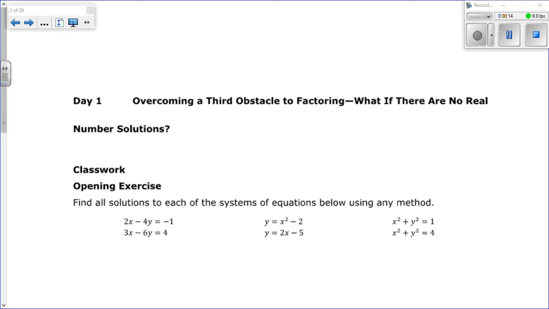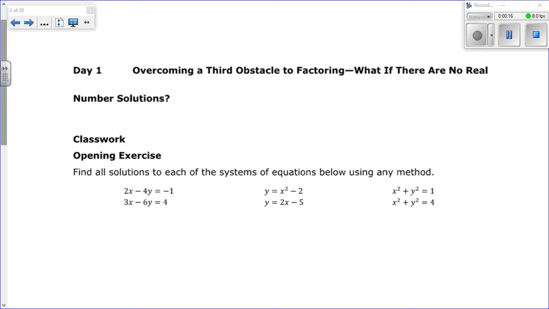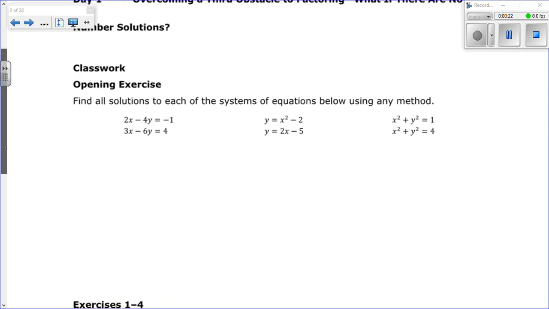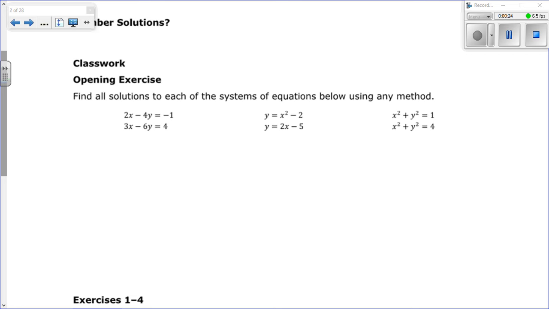Today we're going to be talking about overcoming a third obstacle to factoring. What if there are no real number solutions? So on your graphing calculators, I want you to do these problems. It says find all solutions to each of these systems of equations below by using any method. The quickest and easiest way to do this is by using your graphing calculator and getting them all into y equals form and then plotting everything and seeing what happens.